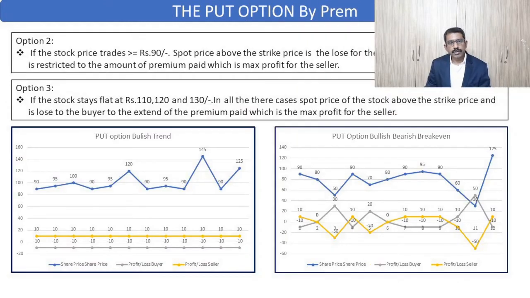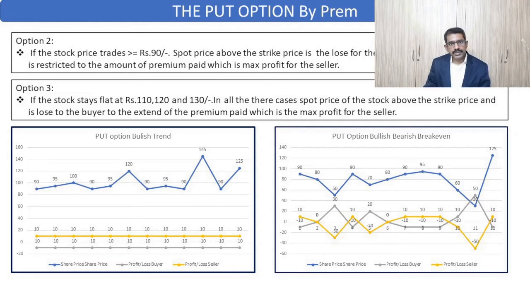So here option 2 and 3 are bullish trends. So the stock price is trading at 90 or above 90, maybe 100 or 120 or 130. So we know that the put option seller feels this stock will not trade below 90, but the buyer of the put option feels the stock will trade below 80. But in the bullish trend, we are seeing the scenario where the stock price is always above 90.